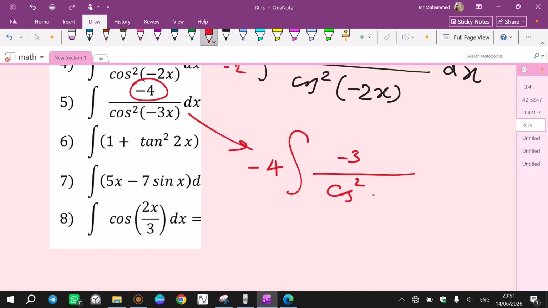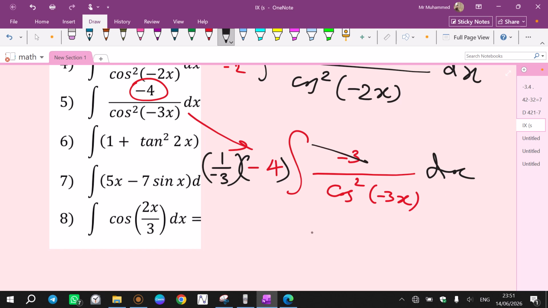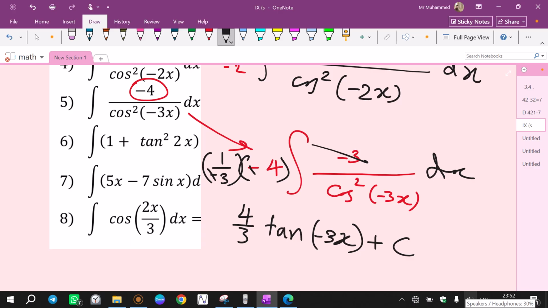Cosine squared negative 3x. I added this negative 3, it was not originally there. Then outside, I need to add 1 over negative 3, and later I'll multiply dx. The derivative part goes away. 1 over cosine squared is tan negative 3x. The angle never changes. There's plus c. And negative cancels negative. This is 4 over 3. So this is the result of the integral for question 5.